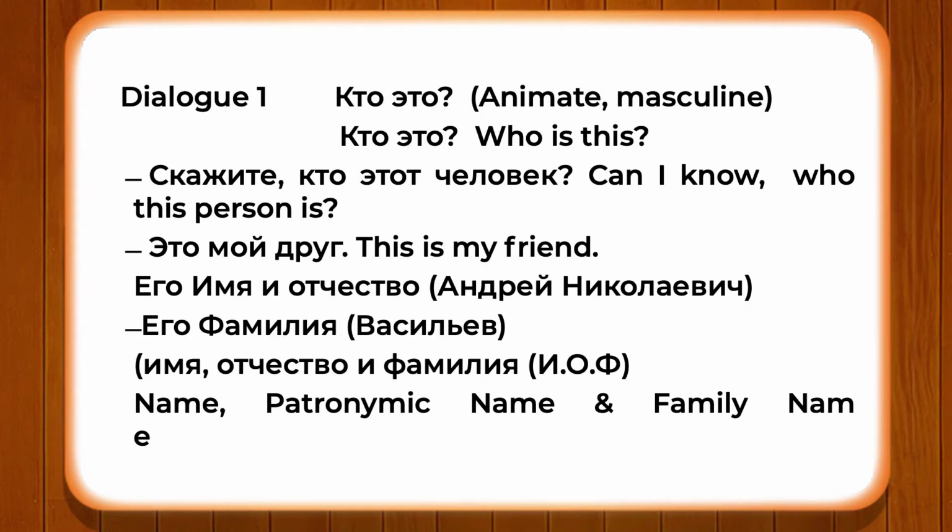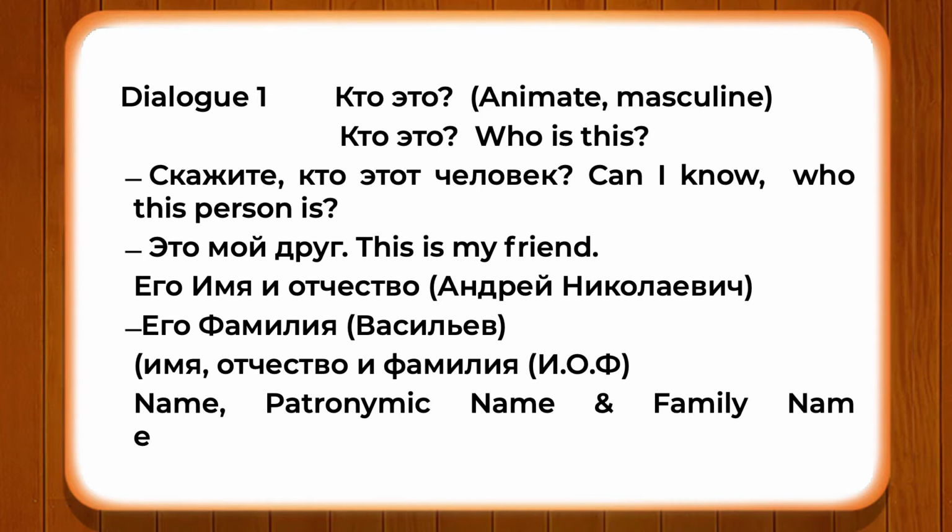Let's know more about the case. Dialogue 1. Кто это? When it is animate and masculine. Кто это? Who is this? Скажите, кто этот человек? Это мой друг. Его имя и отчество Андрей Николаевич. Его фамилия Васильев. Let us see what it is in translation.